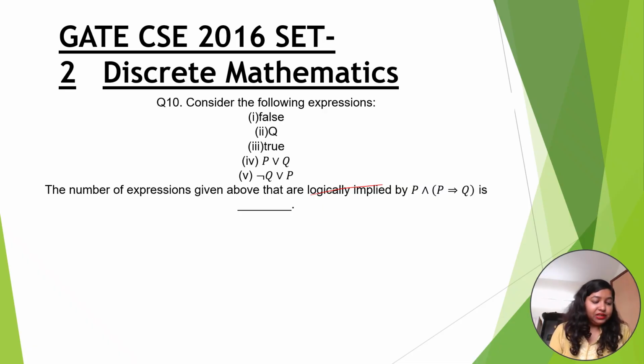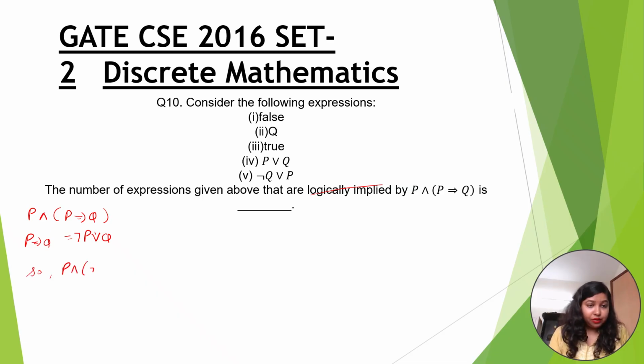We will start with the premise. We are given the premise P and (P gives Q). So we will simplify this premise. P gives Q can be written as not P or Q. So P and (not P or Q).